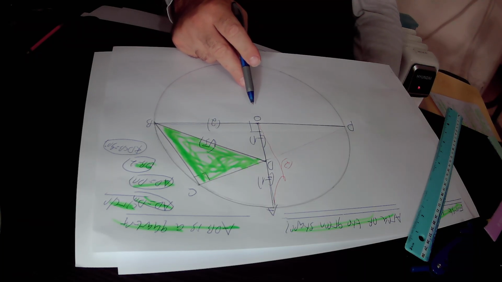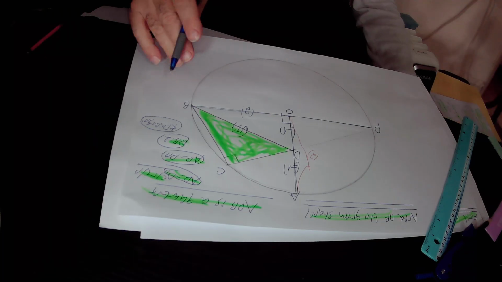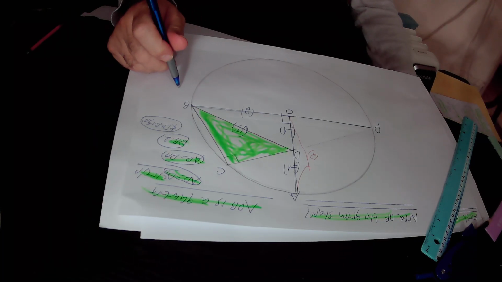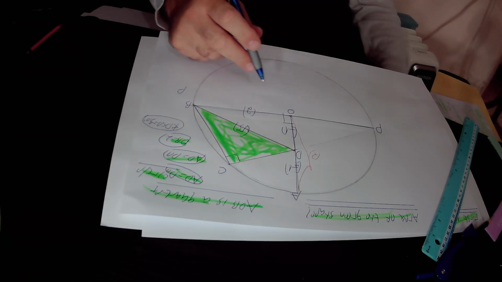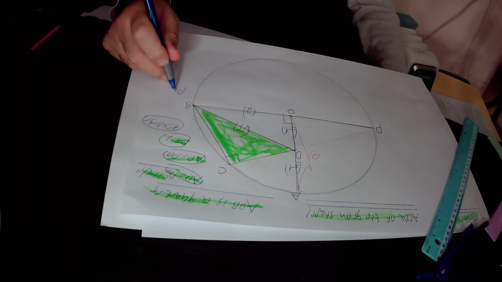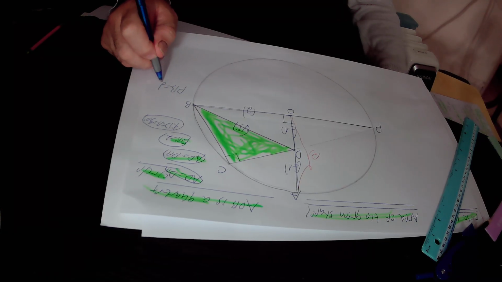And we know that any chord that passes through the center of the circle must be the diameter of the circle. So write down that PB is the diameter of this circle, because it passes through point O, that is the center of the circle. PB is the diameter of this circle.